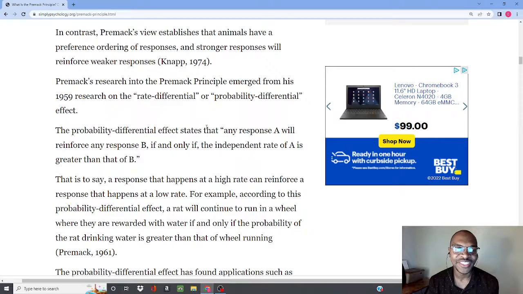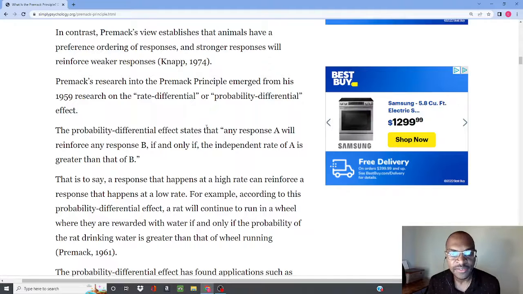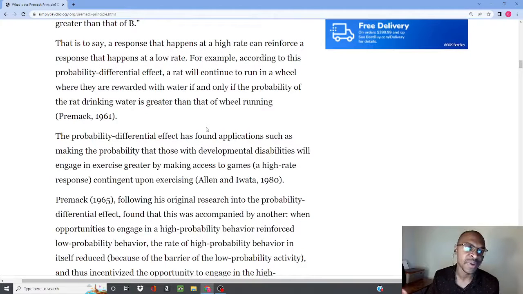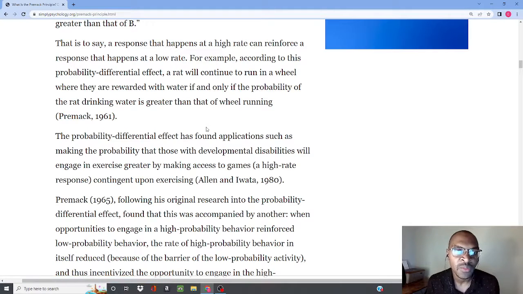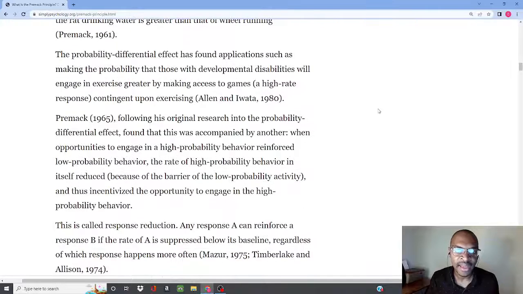Premack's Principle emerged from his 1959 research on the rate differential or probability differential effect. The probability differential effect states that any response A reinforces any response B if and only if the independent rate of A is greater than that of B. That is to say, a response that happens at a high rate can reinforce a response that happens at a low rate. For example, according to this effect, a rat will continue to run in a wheel if it is rewarded with water if and only if the probability of the rat drinking water is greater than that of the wheel running. The probability differential effect has found applications such as making it more probable that those with developmental disabilities will engage in exercise by making access to games contingent upon exercise.